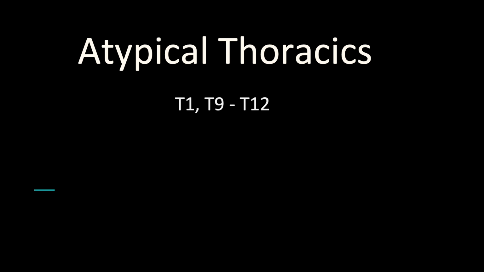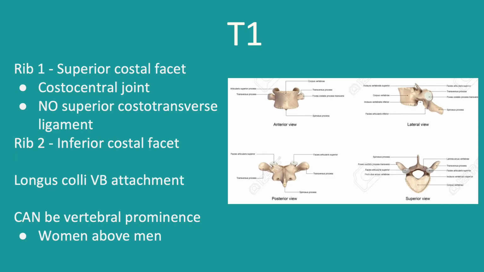Moving into our atypical thoracics. T1. So that is on page 93. You definitely want to know, obviously rib 1 articulates with T1. There's that full superior costal facet. So it is not a demifacet because it's not articulating with any other vertebrae. Rib 1 only articulates with T1. So it's a full superior costal facet.